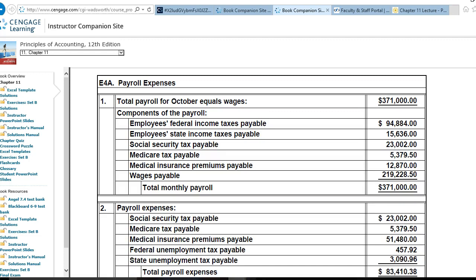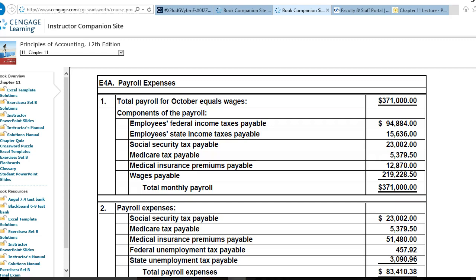So the total payroll is $371,000, correct? We know the federal income taxes, employees payable is $94,884, employees state $15,636, Social Security tax $23,002, Medicare $53,7950, the premiums of $12,870. If you take the $371, subtract from that all those payables, you'll end up with the net amount they need to pay the employees, which is $219,228.50. Okay?